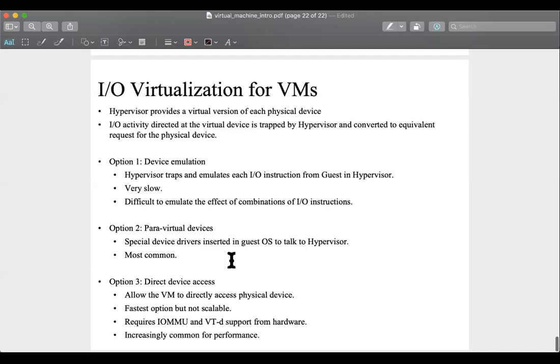There are many ways of doing that, but again there's a trade-off. The technique you choose depends upon whether you want transparency or whether you want performance. What does that mean? Transparency means that you don't want the VM to realize that it's really running in a VM. You don't want the OS and its applications to realize that they are running in this VM.